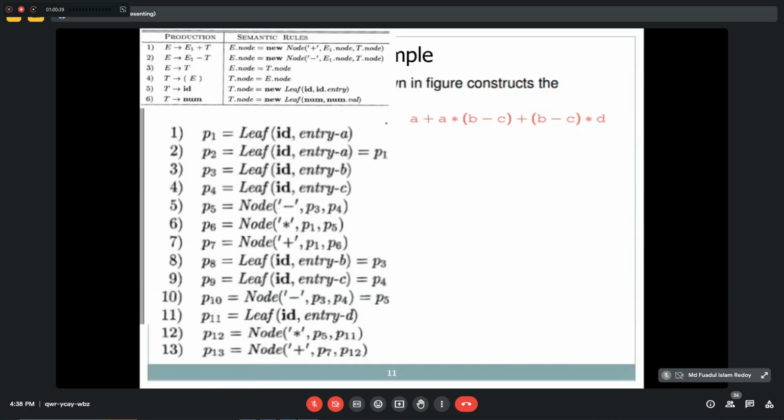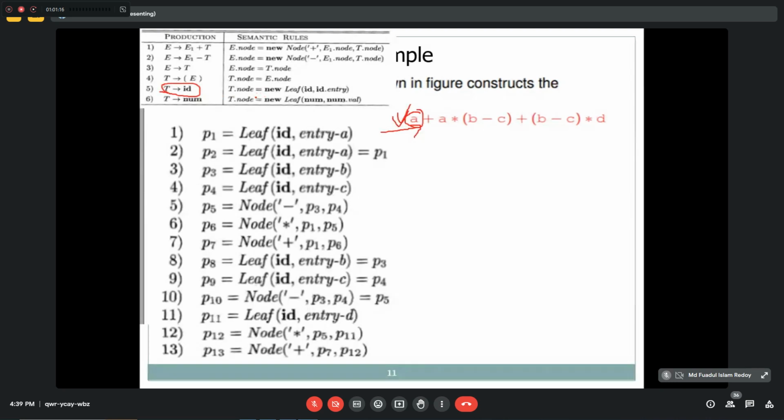This is your expression, is it? Are you agree with me? Yes, sir. Okay. So now I am going to discuss how the tree is constructed. At first you need to scan like this. If you scan this expression, at first you will get A. At first you will get A, and A means an identifier.